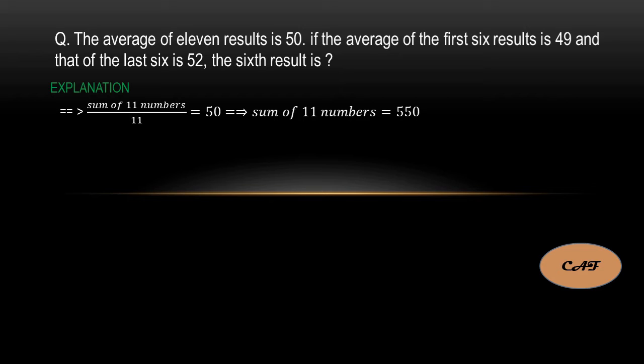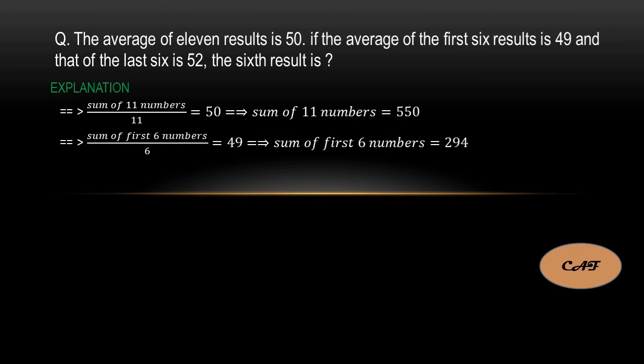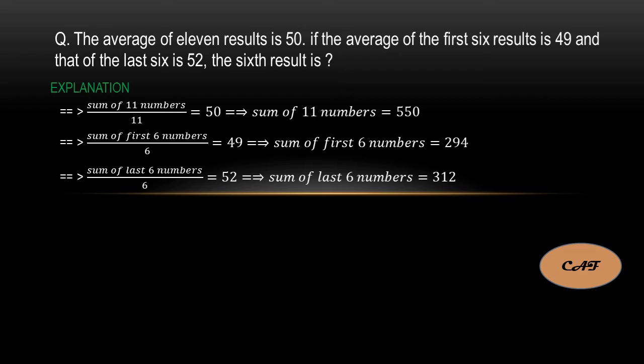After that, the average of the first 6 results: sum of first 6 numbers divided by 6 is equal to 49. From that you will get the sum of the first 6 numbers is equal to 294. After that, the average of the last 6 numbers they also gave: sum of last 6 numbers divided by 6 is equal to 52. So the sum of the last 6 numbers is equal to 312. If you observe here, they gave the first 6 and the last 6. If you add both, you will get 12 numbers.